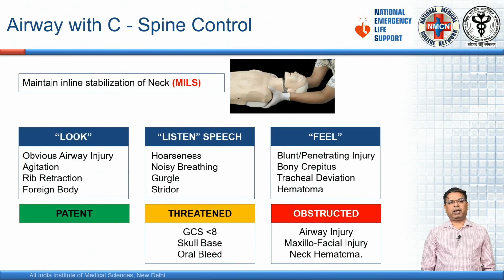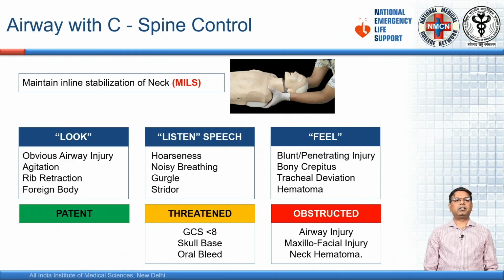So let's go with A, airway. Always remember that cervical spine immobilization or motion restriction is taken at a very high priority along with the airway. In trauma, we take the cervical spine as injured until proven otherwise. So always maintain inline stabilization of the cervical spine and put on the cervical collar. So: manual inline stabilization of the neck, application of the cervical collar, and assessing the airway in a very simple way of look, listen and feel. We look for whether the airway is patent, yes or no.